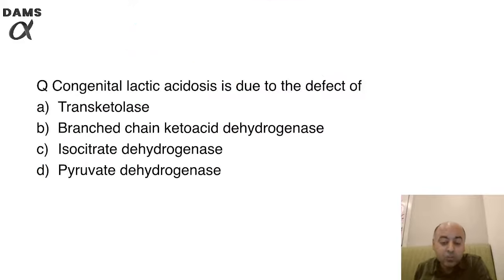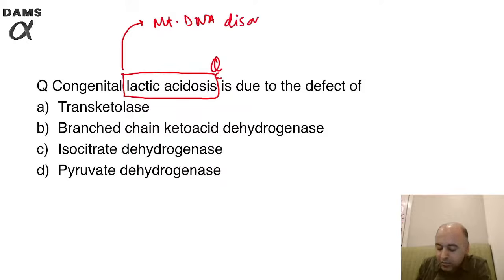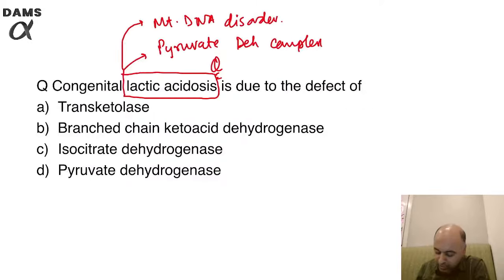Then very commonly we get this question about the congenital defects. One of the commonly asked questions is the cause for lactic acidosis. In addition, the lactic acidosis itself is an important question. So what are the conditions in which you normally see the lactic acidosis? When you talk about lactic acidosis, what you have to remember, any mitochondrial DNA disorder will present with lactic acidosis. In addition, any cause which interferes with the pyruvate dehydrogenase complex is also going to cause the lactic acidosis.